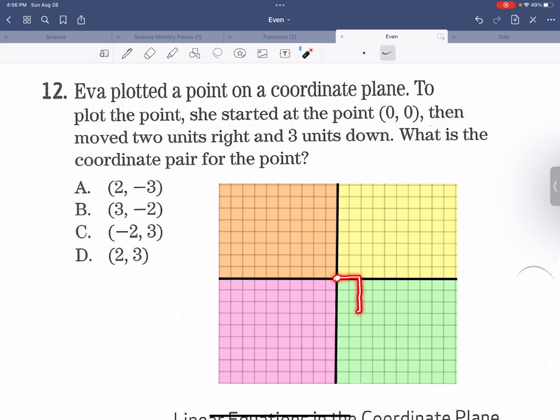So it's right there. Let me go ahead like Eva and plot that point. Over 2 and down 3. And they simply want to know what is the coordinate pair for this point. It's over 2 and it's down 3. So I'm liking answer A.